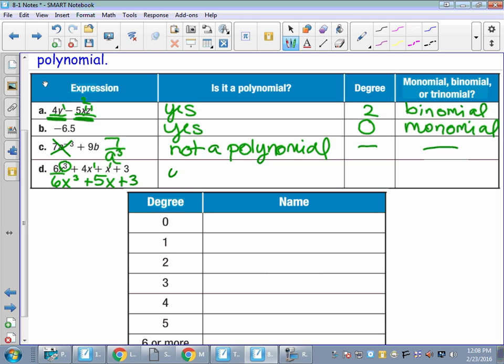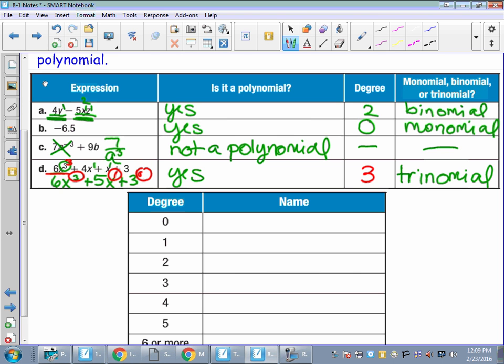And yes, it's a polynomial. It's a trinomial because technically there are 3 unlike terms that can't be combined together. And if I look at the degree, 6x cubed is 3. The degree, right here, 3. 5x to the first, and then this has a degree 0. So when you look at all those degrees, the biggest one wins. The degree of that polynomial is 3.